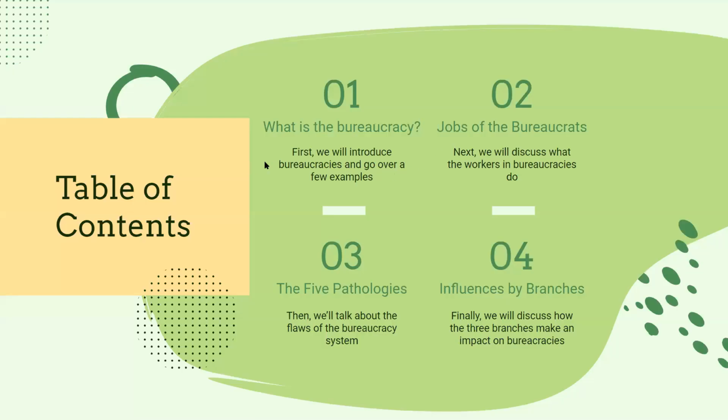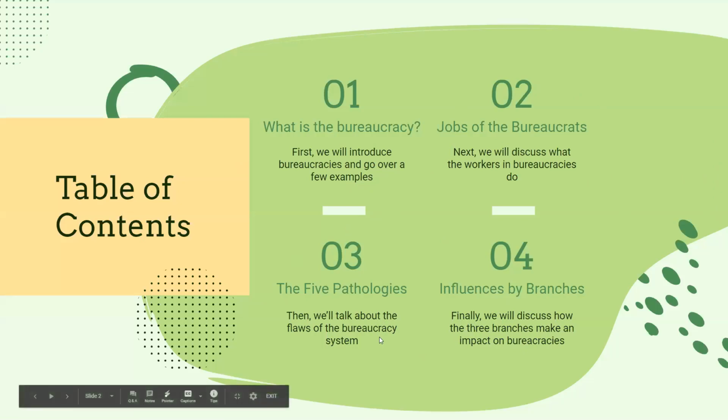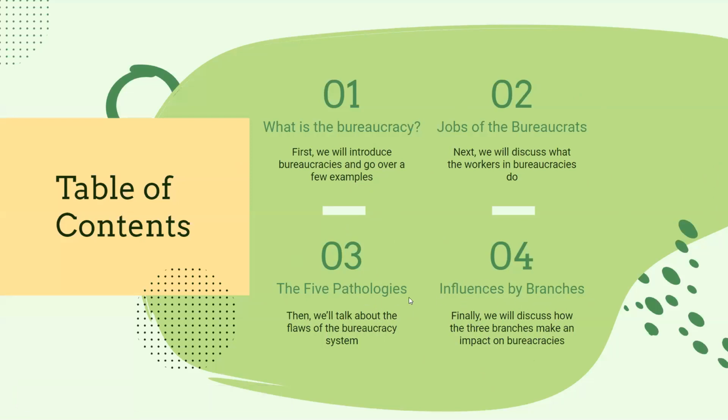bureaucracy. And we'll go over a few examples as well. And then we'll talk about the jobs of the workers of the bureaucracies, which are called bureaucrats. Then we'll learn the 5 pathologies, which also stands for the flaws of the bureaucracy system. And finally, we'll learn about how the different branches influence the bureaucracies. So the legislative, judicial, and executive. We learned legislative and executive, and then we'll learn judicial next week.